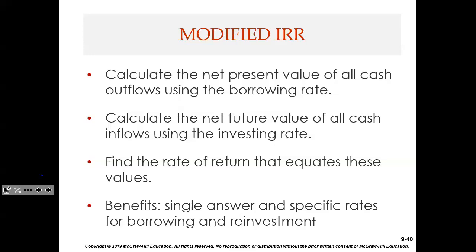And you can see here on this slide, some calculate net present value with all the outflows using the rate that you borrow the money at, and calculate net future value of all the cash inflows using the investment rate. So each firm has their own way of doing a modified one. That's why I'm not going to get into this. When you get out there, if your firm does modified internal rate of return, they're going to tell you how they want it done.